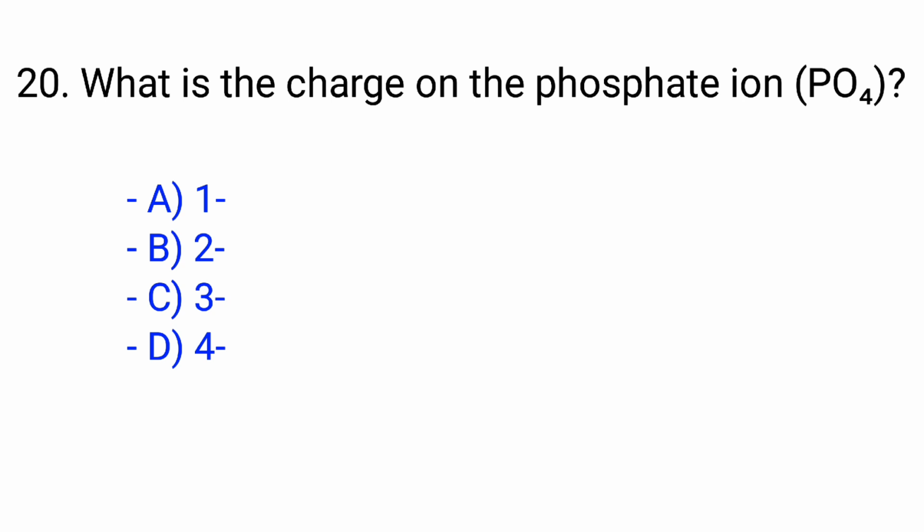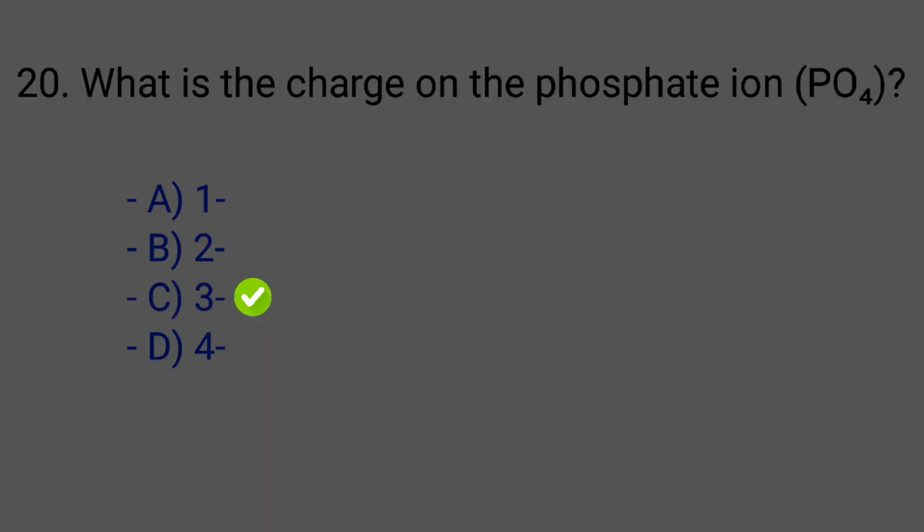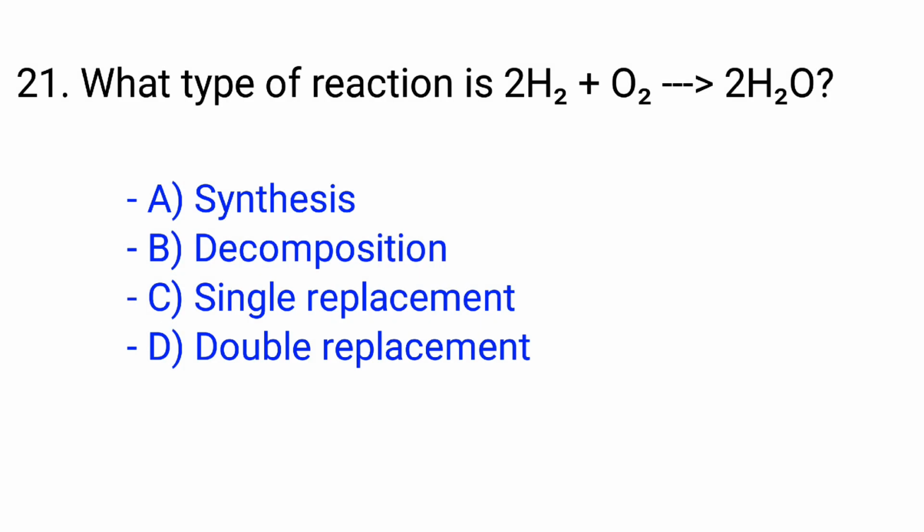Question number 20. What is the charge on the phosphate ion? Option A. -1. B. -2. C. -3. D. -4. The correct option is option C. -3.